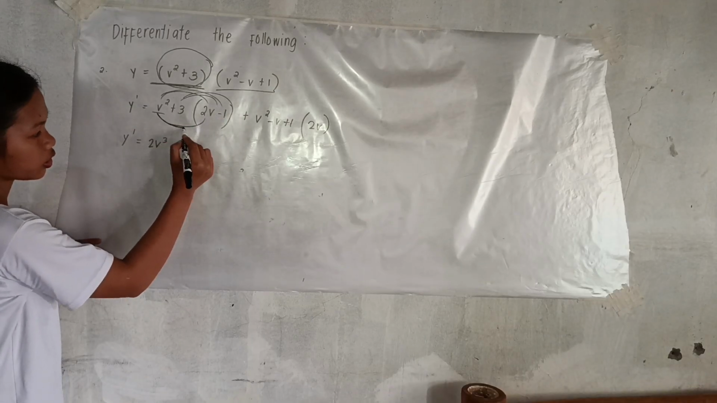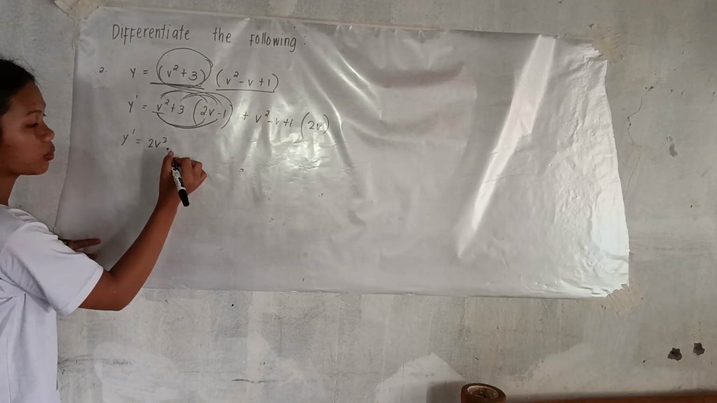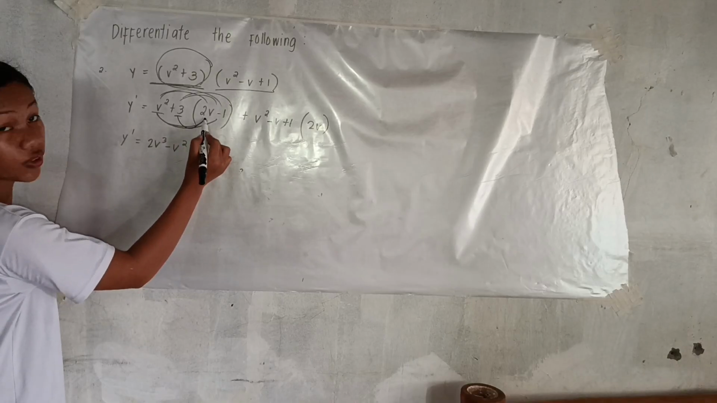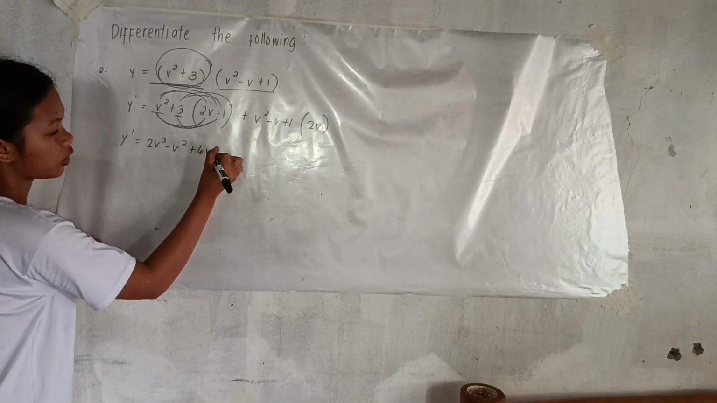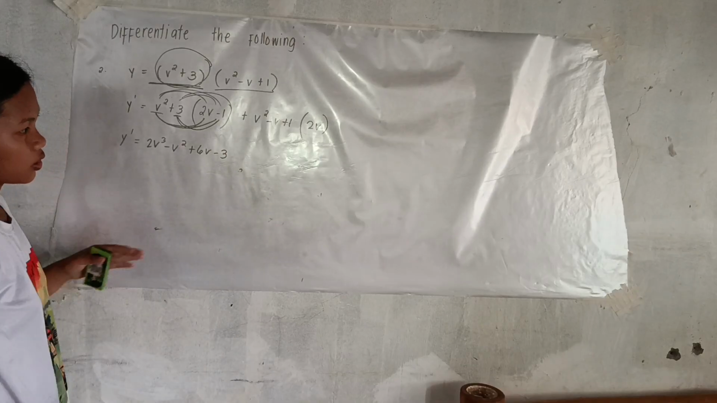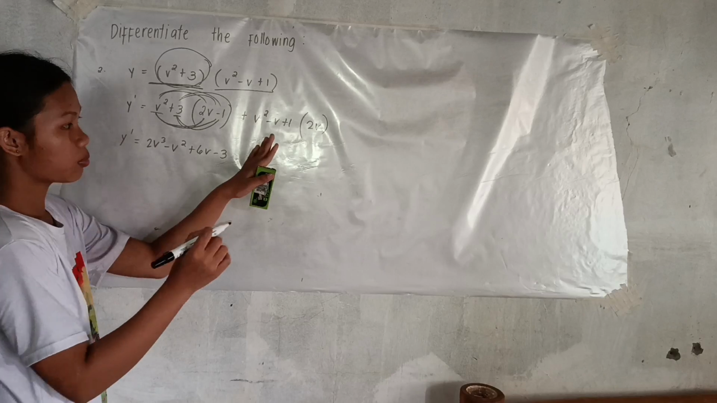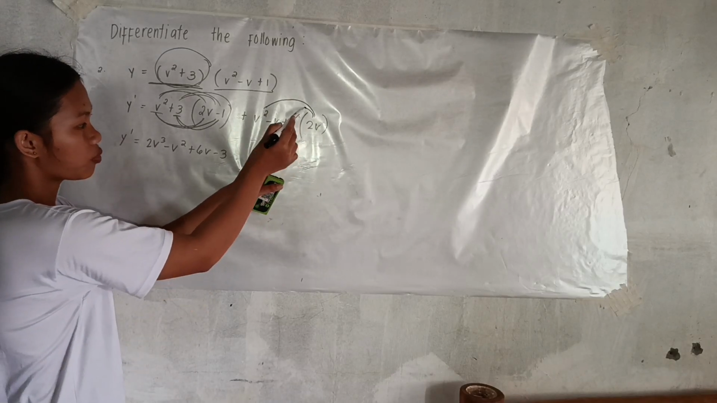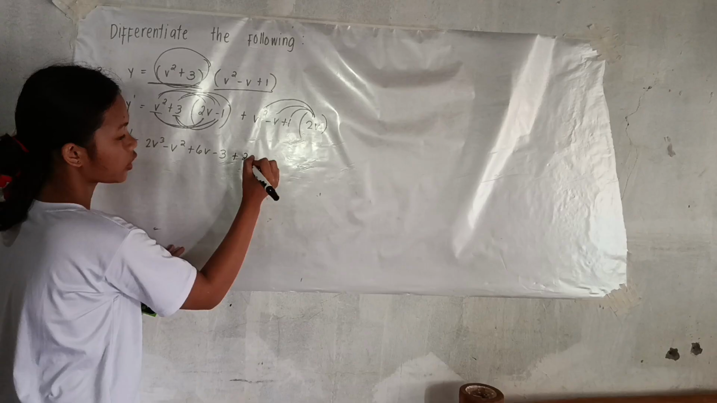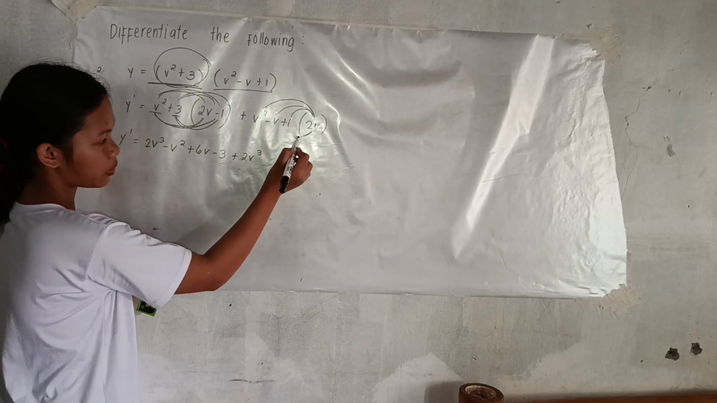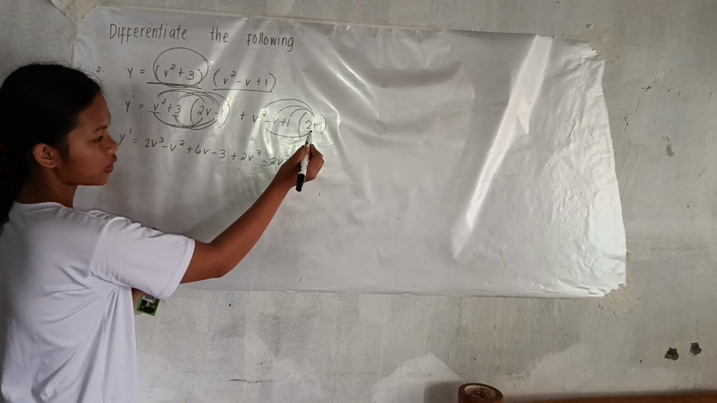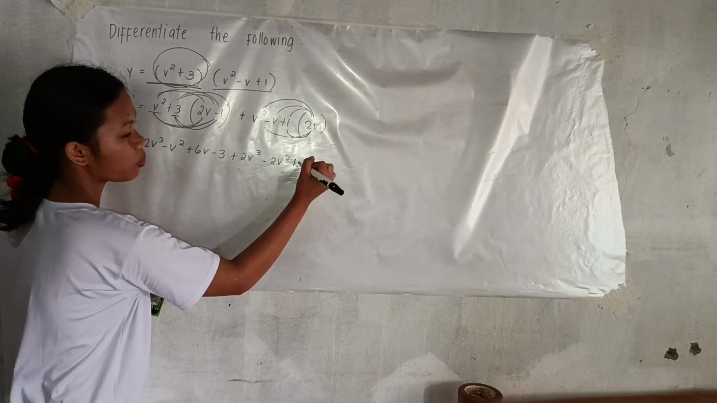Then, v squared times negative 1 becomes negative v squared. And here, 3 times 2v becomes positive 6v. Then, 3 times negative 1 becomes negative 3. Now we simplify by applying the distributive property. So, 2v times v squared becomes 2v cubed. And 2v times negative v becomes negative 2v squared. And lastly, 2v times 1 becomes positive 2v.